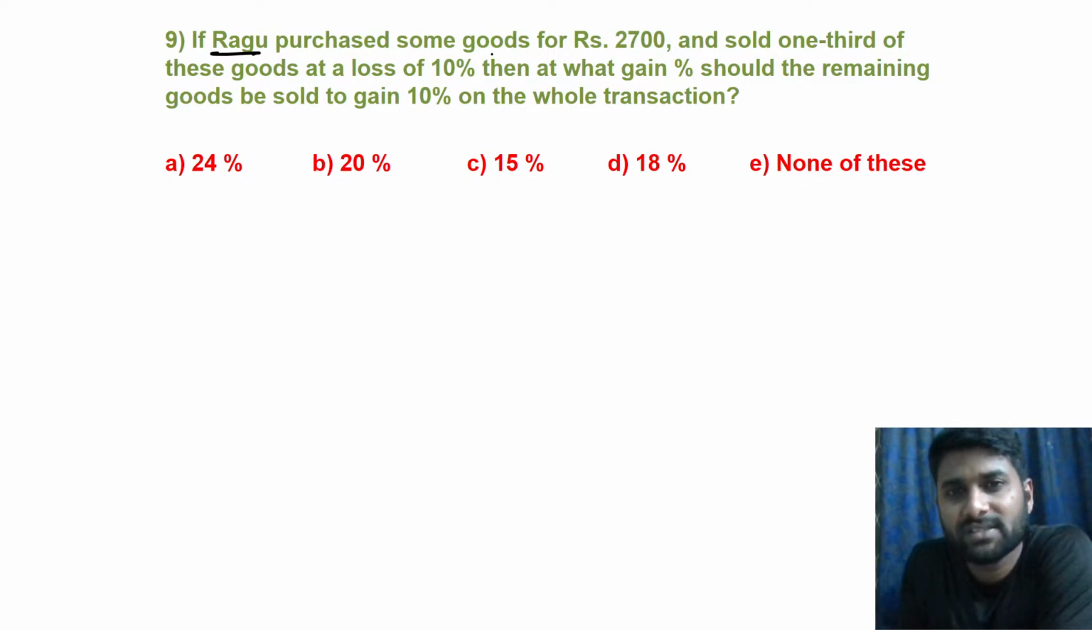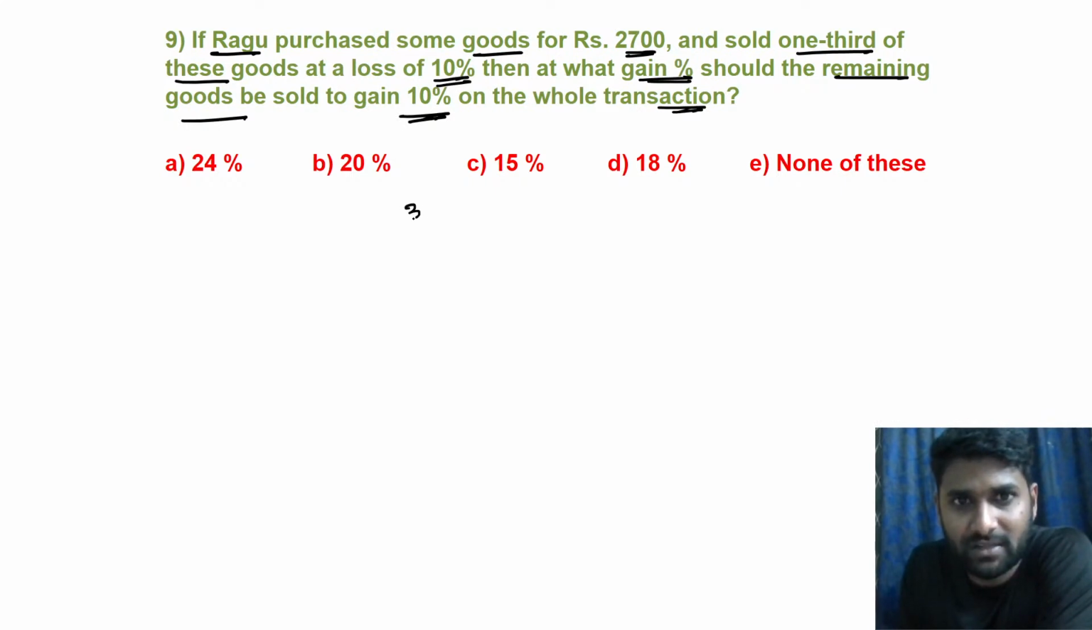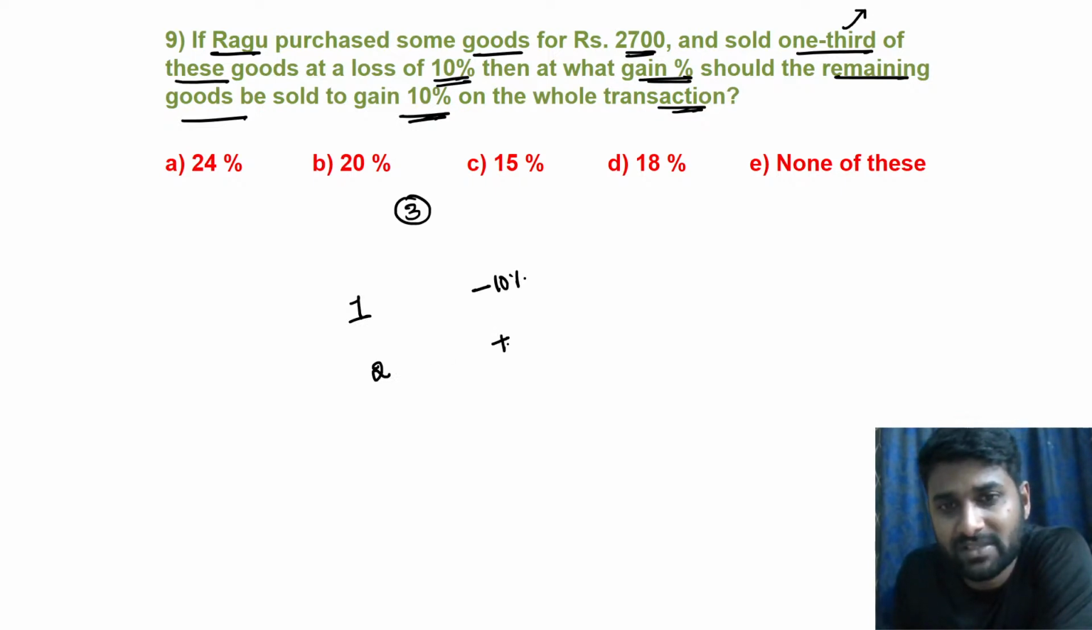Next, Prabhu purchased some goods for 2,700. He sold one third of those goods at a loss of 10%. What gain should the remaining goods be sold at so that the overall gain is 10%? For example, I assume that there are three goods, because here there is a fraction of one third. The person sells one good at a loss of 10%, and the remaining two goods the person sells at a profit of x percent. And if you see the whole transaction, the person earns 10% profit.